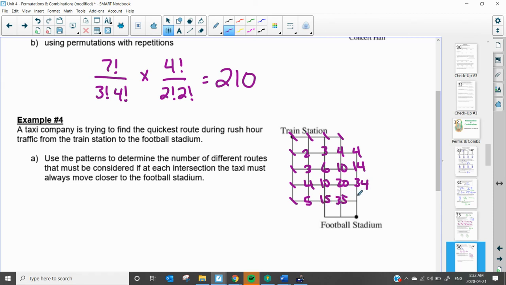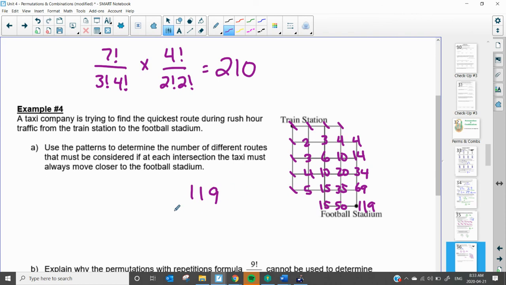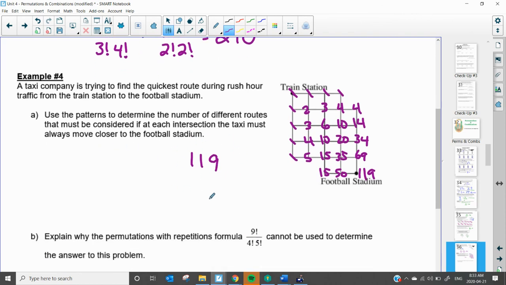35 and 69. Now, coming down here, the 15 has nothing coming in, so it's like 15 plus 0 is just 15. 35 and 15 is 50. And then 69 and 50 is 119. So there are 119 pathways to get from the train station to the football station. Okay. And depending on your cab driver, he might choose the longest route. You never know. But there's 119 different ways to get there.